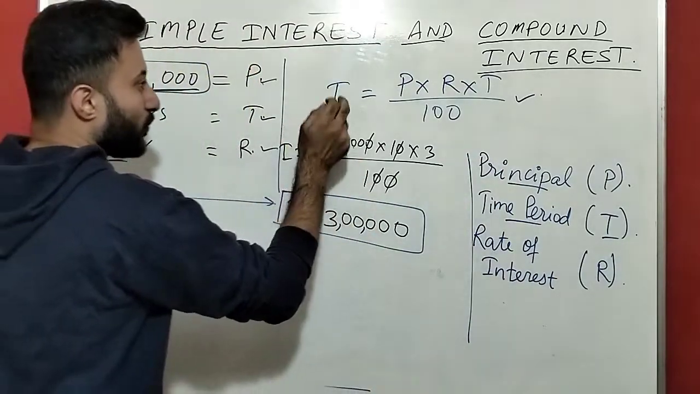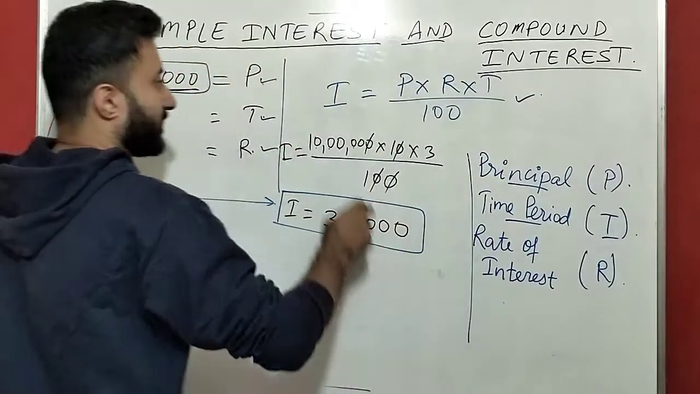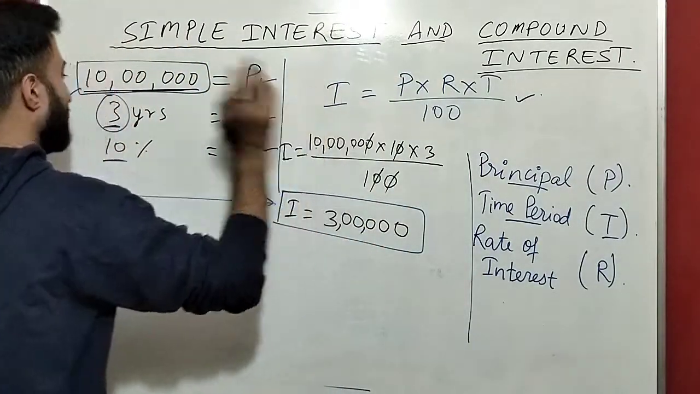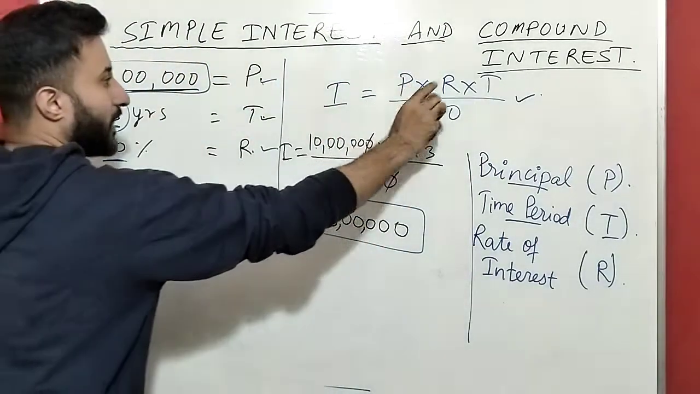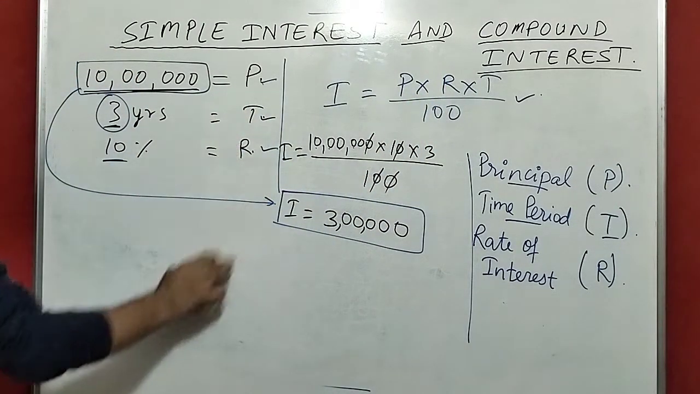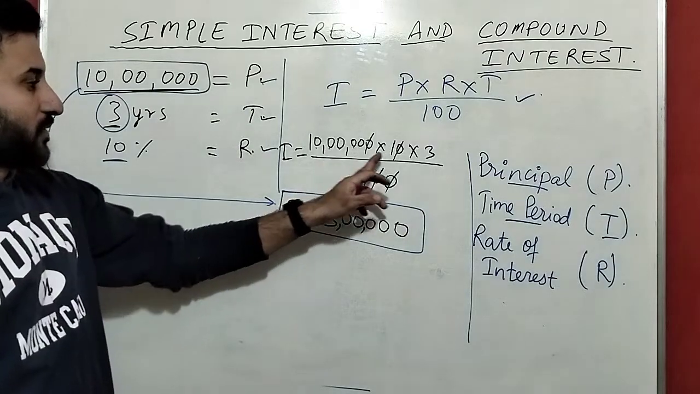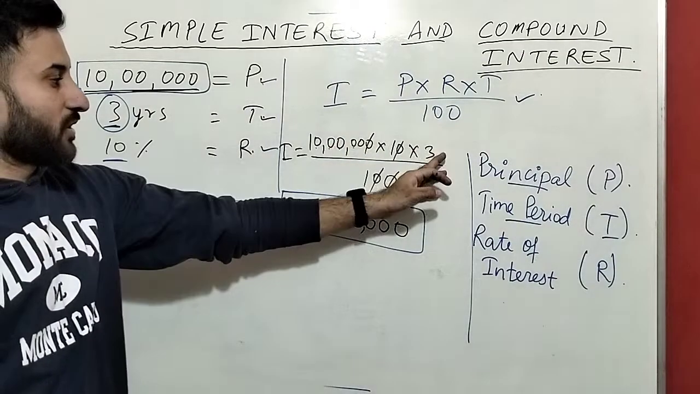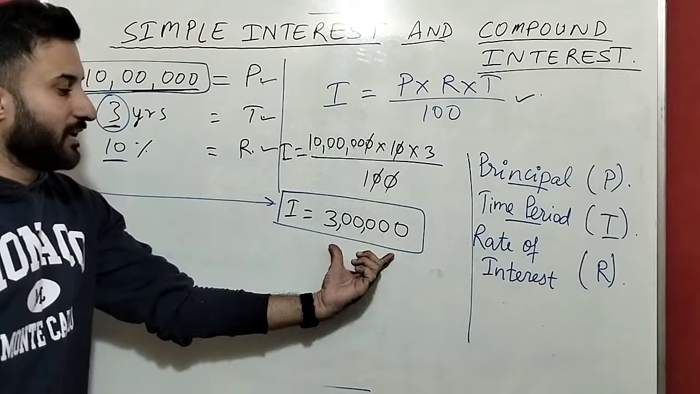So here I am going to find the extra charge, which means interest. Interest formula we know: P into R into T by 100, principal into rate of interest into time by 100. We will substitute the values here. We got the interest as 3 lakh.